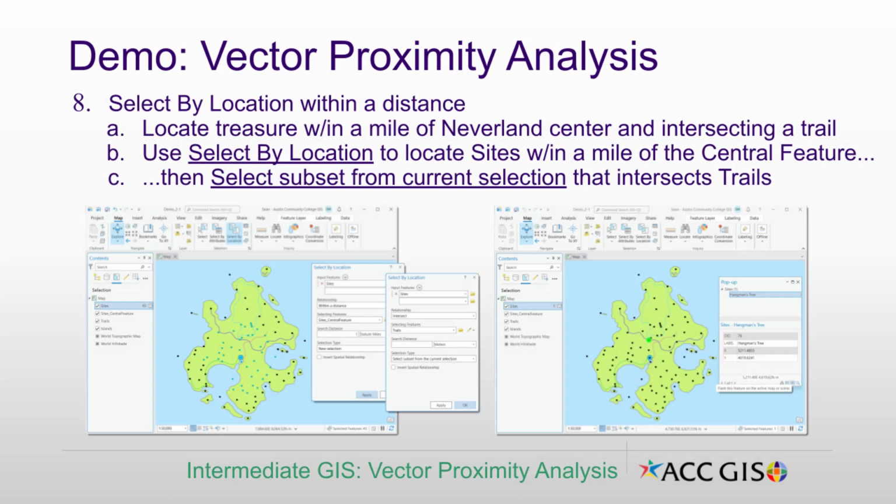In step 8, we'll perform vector proximity analysis using select by location within a distance to locate treasure within a mile of the Neverland Center and intersecting a trail. We'll use select by location to locate sites within a mile of the central feature layer, and then we'll select a subset from the current selection that intersects trails and identifies the location of the treasure.